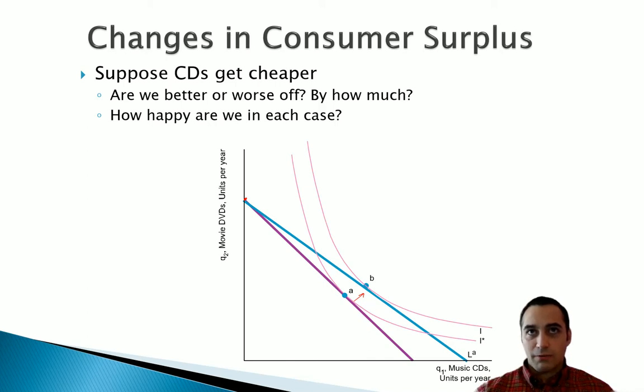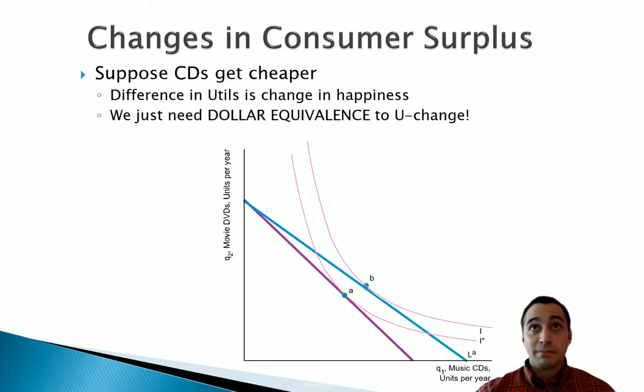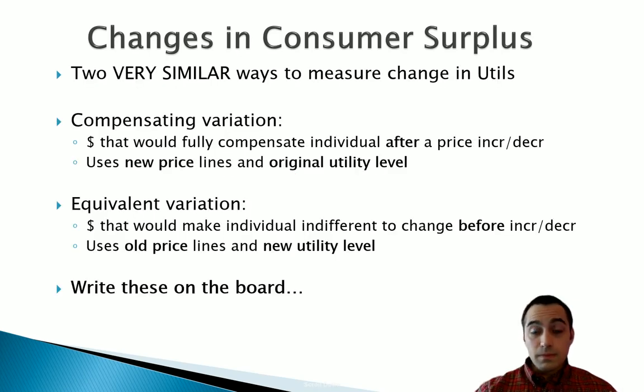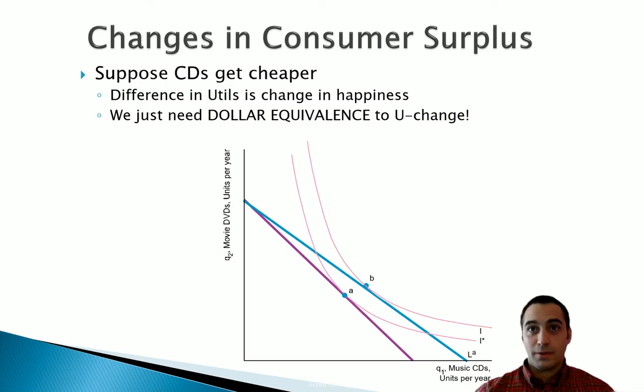So what we try to do with CV and EV is determine how many dollars it would take to make me as happy as I am at B without changing the prices. That is, how many dollars of income could you give someone at A to make them as happy as they are at B? There are two ways to compare the dollar difference in happiness between A and B. One is CV, one is EV.